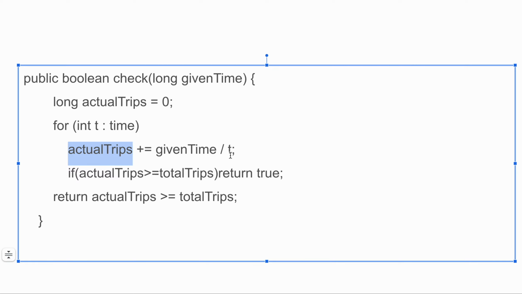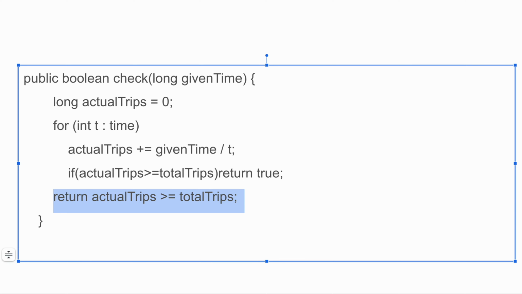For example, you have 15 hours and this bus takes 3 hours for every trip. So how many trips can it complete? It can complete 5 trips. So we are just increasing the actual trips by 5. And if at any point the actual trips is greater than the given number of trips, then we will return true. And finally, we will return true if that is greater than the actual trips.